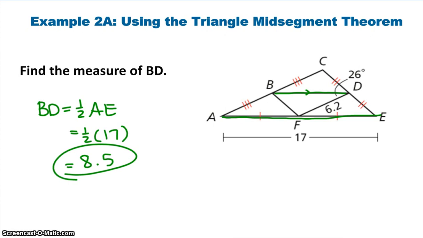Now the way that I know that this is a mid-segment is you can look. Okay, here and here, this is a midpoint. Here and here are equidistant, so this is a midpoint. So that means that BD is a mid-segment of the triangle.